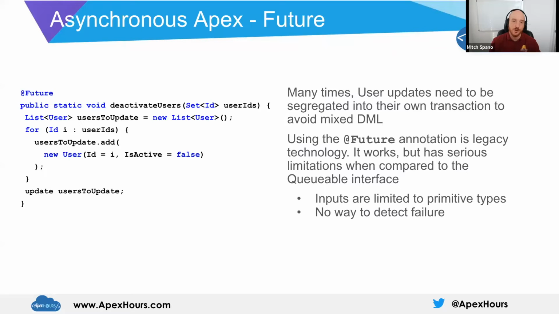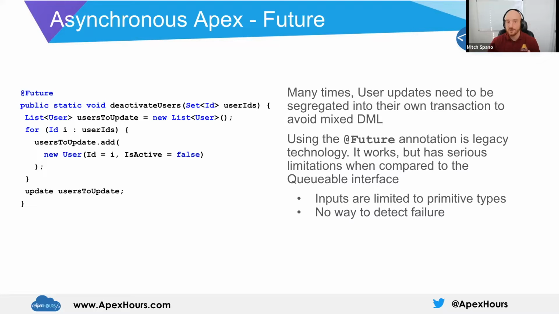using the @future annotation. A lot of times you would need to create a separate transaction. Maybe you need to update user records. User records cannot be updated in the same transaction as, for example, account records. You'll get an error called mixed DML. So the @future annotation basically provides you a way to say, hey, here's a static method. And when I call this static method, it's going to get its own separate transaction, and it's going to be performed asynchronously whenever the platform has the resources to do so.